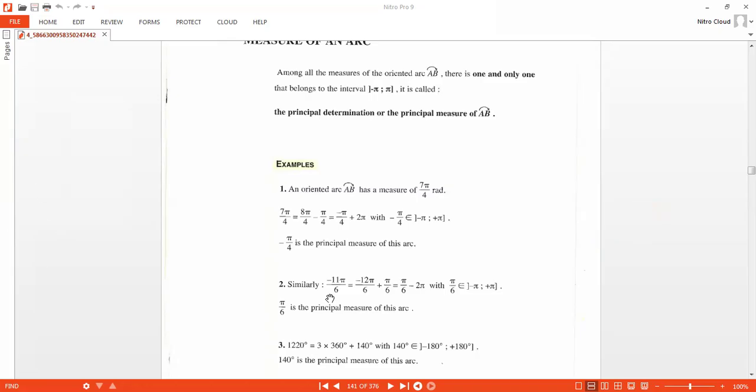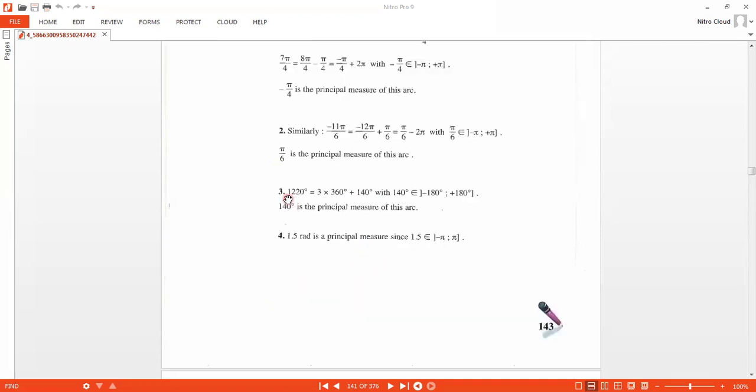So every time you have to pay attention to write this fraction in a way that the first part gives you 2 pi and then the additional part. So minus 11 pi over 6 is written as minus 12 pi over 6 plus pi over 6. And minus 12 pi over 6 is minus 2 pi, which is 0. So the principal arc is pi over 6. That's if the given is using radians.